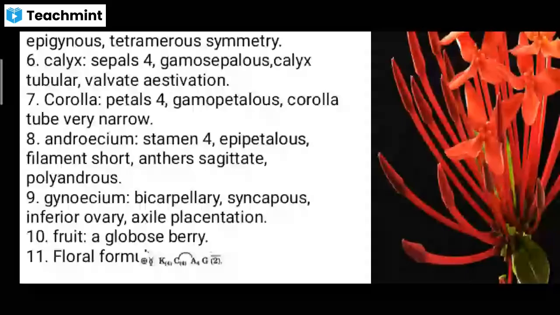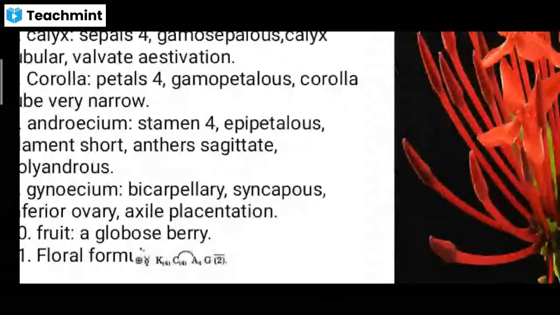So next is about the floral formula. In the floral formula, the first sign is the circle and plus sign, that is actinomorphic flower. Then it is hermaphrodite, that is male and female sex organs are present in this flower. Then K is in four number and bracket, that means it is fused in condition. Then C is the corolla, which is also in four number and they are fused. Then A is the androecium. So here the androecium, that means stamens, are also four.